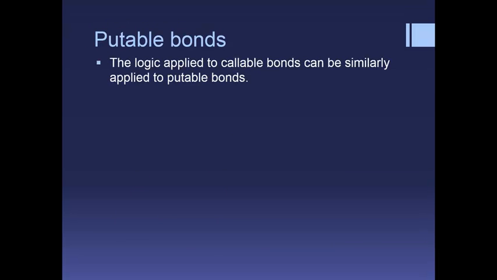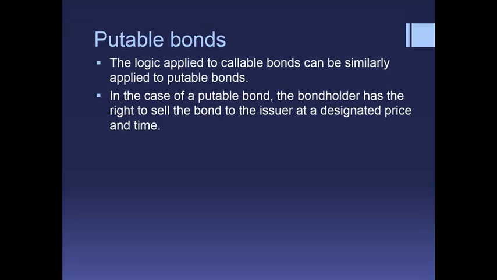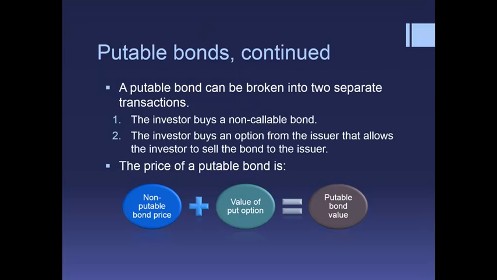Puttable bonds work the same way. In the puttable bond, the bondholder owns the option. So they have a valuable option. They have the right to sell the bond to the issuer, so they own a put option. So we can think of the price of a puttable bond as the price of a non-puttable bond plus the value of the put option, and that gives us the puttable bond value.